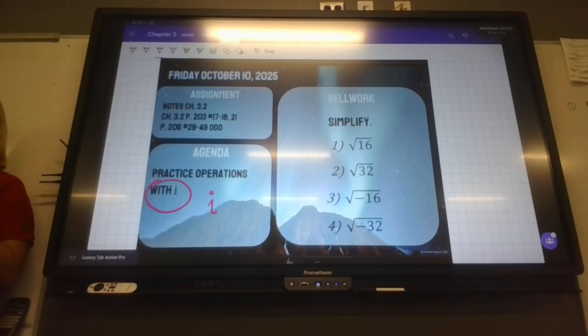How do you write it? I was using, is it i4 or like 4i? This one is just 4. Yeah, I know. This one is 4i. Okay. This one would be the square root of 16 times the square root of 2, which is 4 square root of 2.